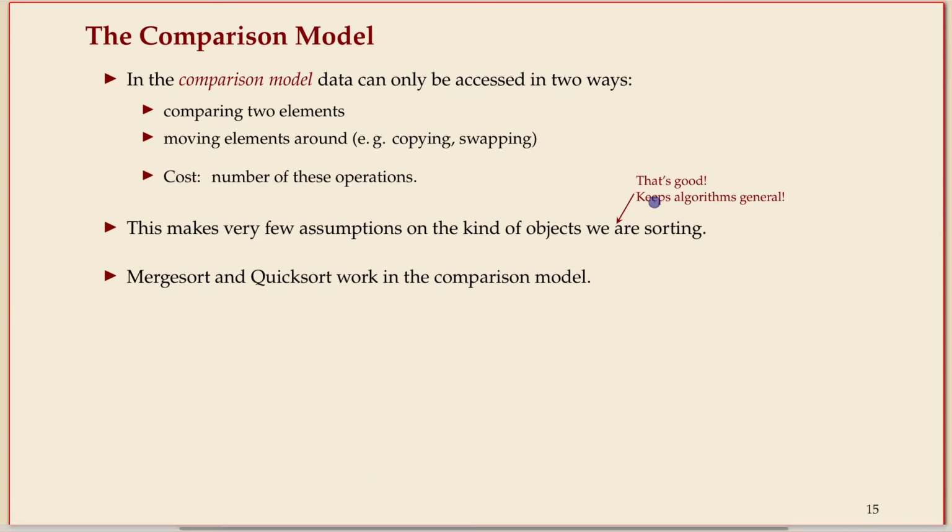The model also makes some restrictions. So it, for example, says we cannot take two elements and add them up, or take the average over all the elements in the array. That's not something that the comparison model allows. It only gives us this comparison operation. So we will see that this can be a restriction. But for now, that's the model. Merge sort and quicksort follow this. So we're not talking about the empty set of interesting algorithms, at least.